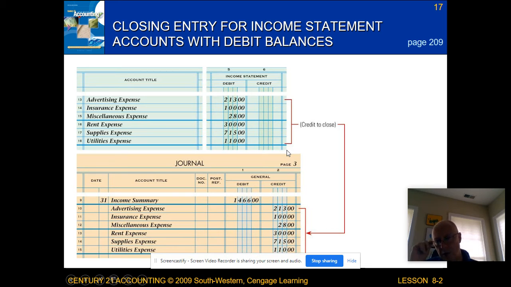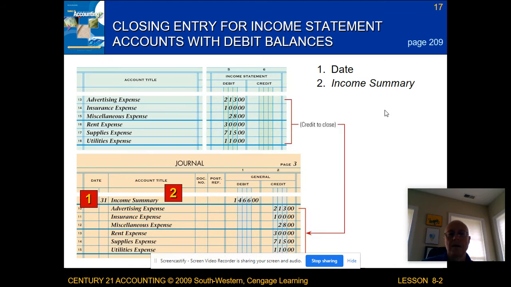This is kind of like what we were doing with petty cash, where you list out the individual expenses and then you make one credit entry. So it's kind of the same principle here. Income summary goes first. Now, again, that income summary is special.